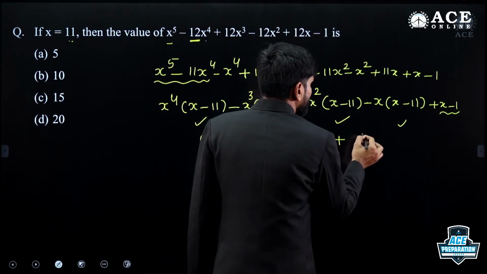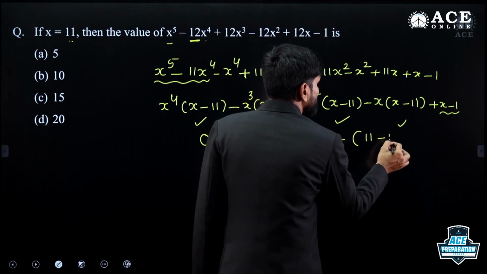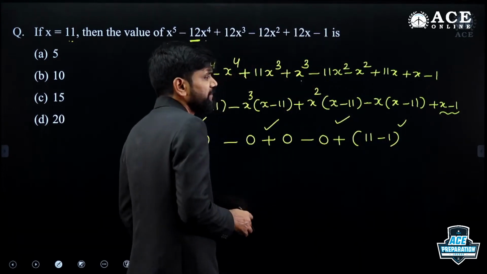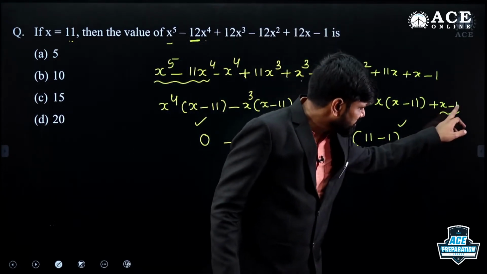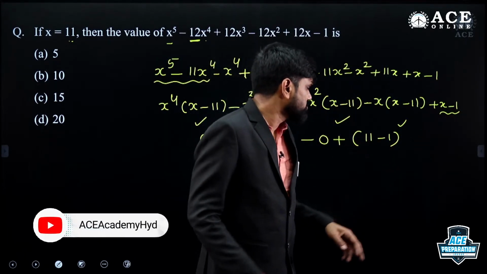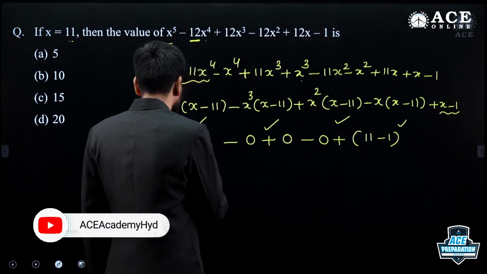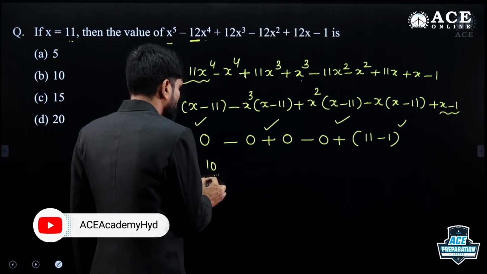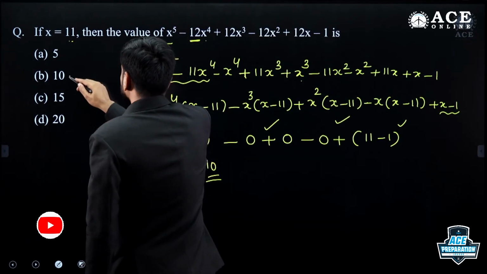Plus x minus 1. X is nothing but 11, so x minus 1. You are left with x minus 1. So x is 11. 11 minus 1 will be your answer. That gives you how much, dear? 11 minus 1 should give you how much? 10. Hence your answer has to be 10.